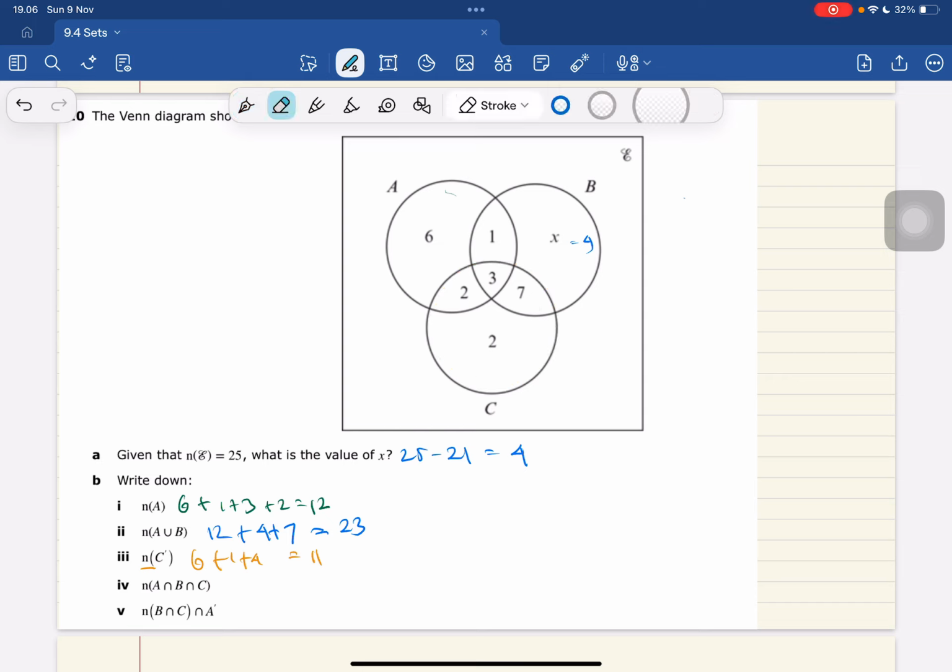So A intersection with B intersection again with C. So we got it. The answer is here, middle, 3.